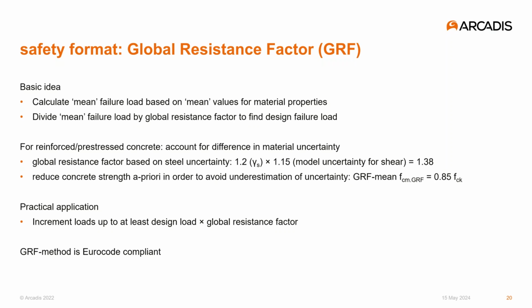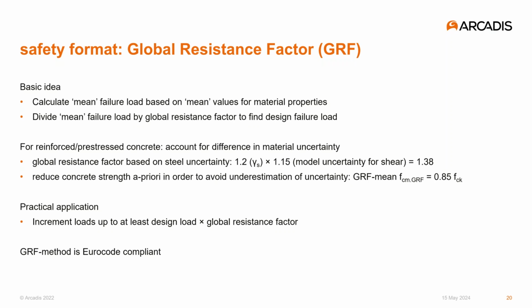For bending, the model uncertainty is small, 1.06, but for shear, a larger factor has been defined, 1.15. For structural concrete, the material uncertainty is defined as 1.2, based on the properties for steel, being the ratio between the mean yield strength and the design yield strength of the reinforcement. The total global resistance factor then becomes 1.38. So you need to be able to increase your loads beyond ultimate limit state with a factor of 1.38 before you can say that it's really safe.